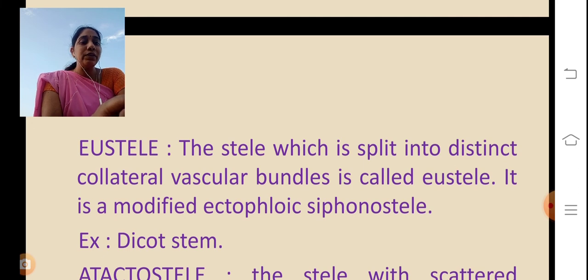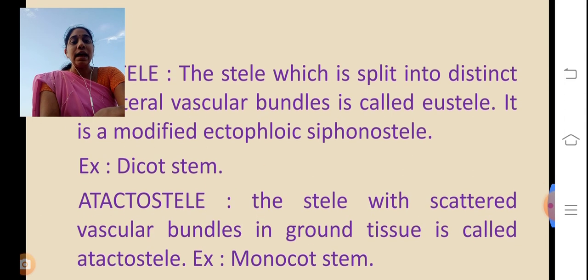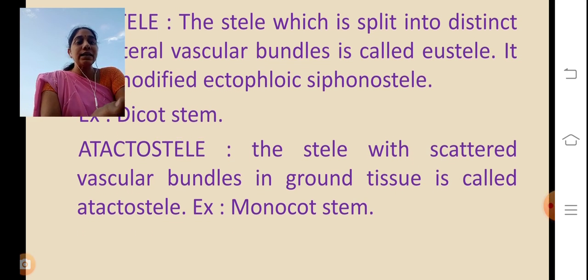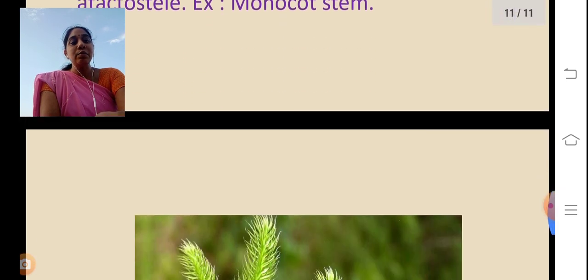So in the stelar evolution, we can say eustele is formed from the ectophloic siphonostele. Another type is atactostele. Atactostele: the stele with scattered vascular bundles in ground tissue is called atactostele. Example, monocot stem. So in monocot stem, what we can see, vascular bundles are scattered in the ground tissue. So this type of stele is called atactostele. So it is present in the monocot stem.